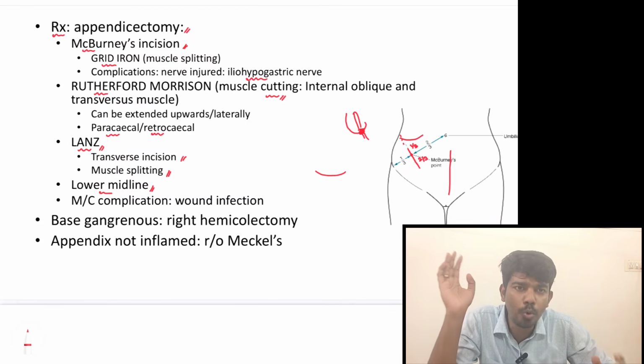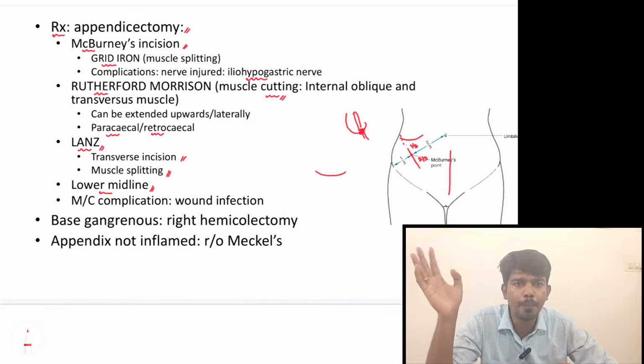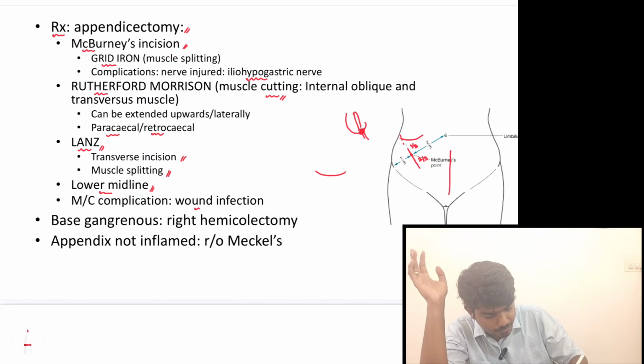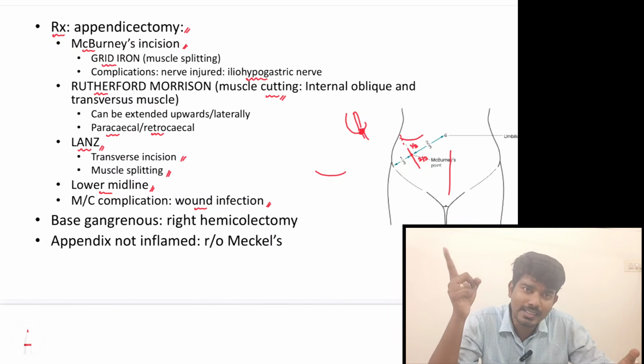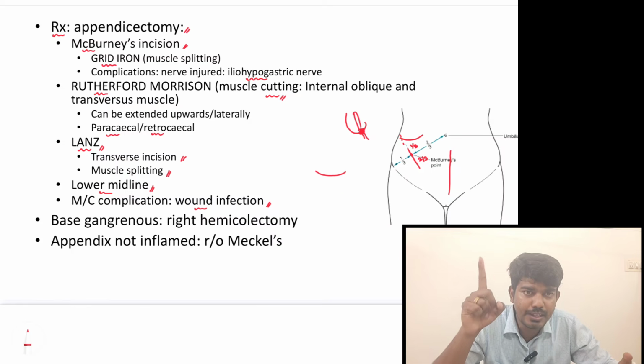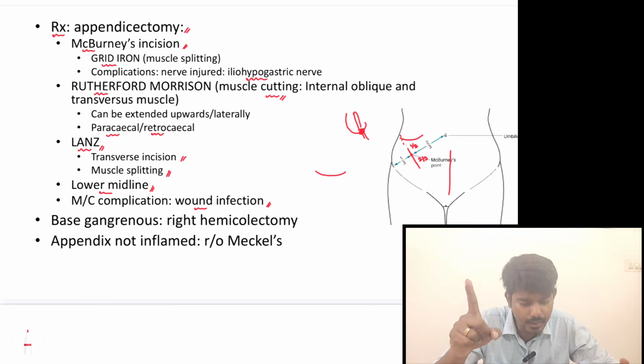What is the most common complication of open appendicectomy? It is wound infection. Wound infection is the most common complication. Apart from that, we saw complications of the gridiron incision. Because of injury to the iliohypogastric nerve, the patient is going to have a direct inguinal hernia.